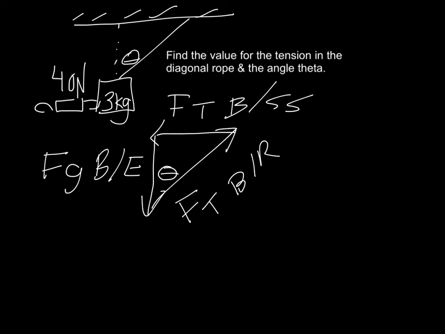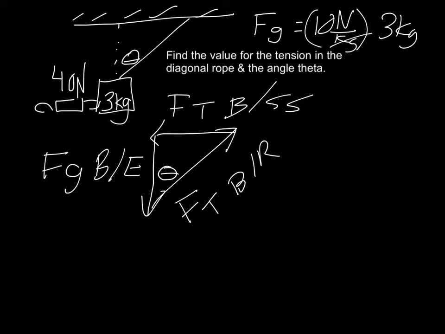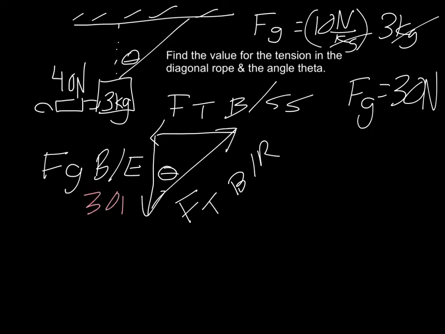So we know that gravitational force equals 10 newtons per kilogram times 3 kilograms. Kilograms divide out, so gravitational force is 30 newtons. So now we know that this is 30 newtons, and we know that this is 40 newtons. So we should be able to pretty easily figure out what this force is right here. We can just use Pythagorean theorem.